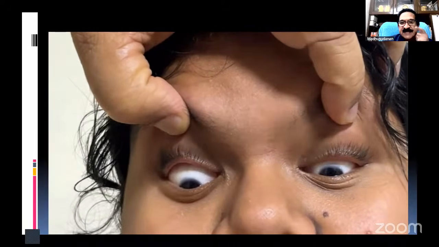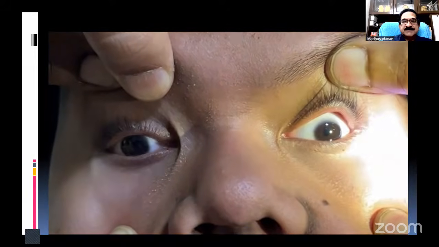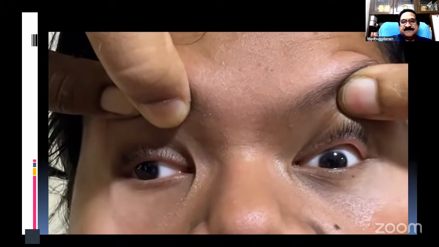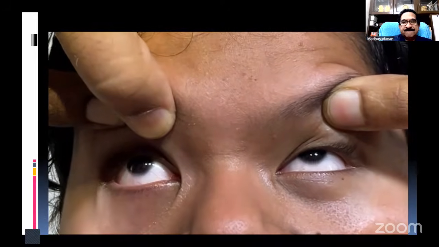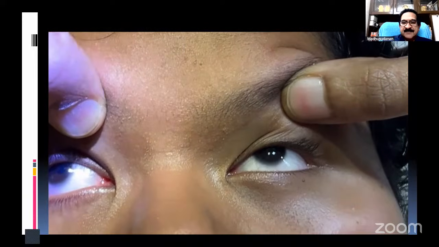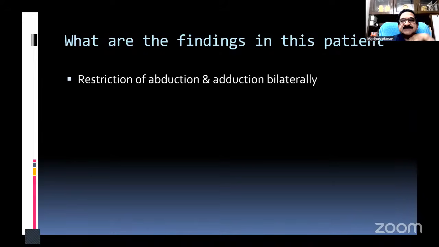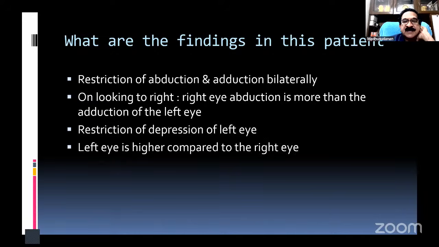Since it's a tough case, I will show the freeze frames, snapshots, so that you can identify the movement easier. Very good. The findings were restriction of abduction and adduction bilaterally. Look into the right side. Right eye abduction is slightly more than the adduction of the left eye. Restriction of the depression of the left eye. Left eye is higher compared to the right.